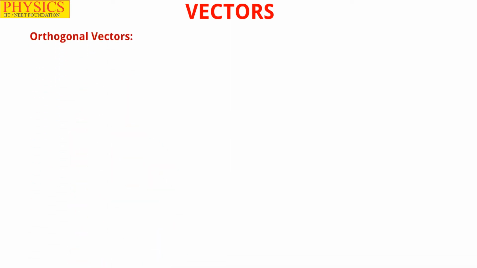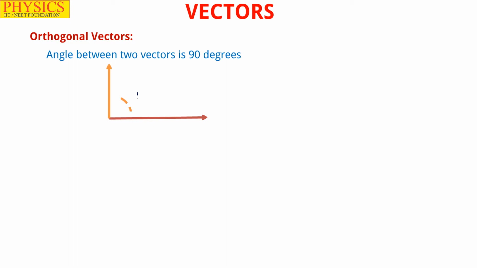Okay. Let us discuss orthogonal vectors. What is that? Orthogonal vectors means what? If the angle between two vectors is 90 degrees, then they are called orthogonal vectors. Simple. If the angle between any two vectors is 90 degrees, that means they are perpendicular to each other, then those two vectors are known as orthogonal vectors.